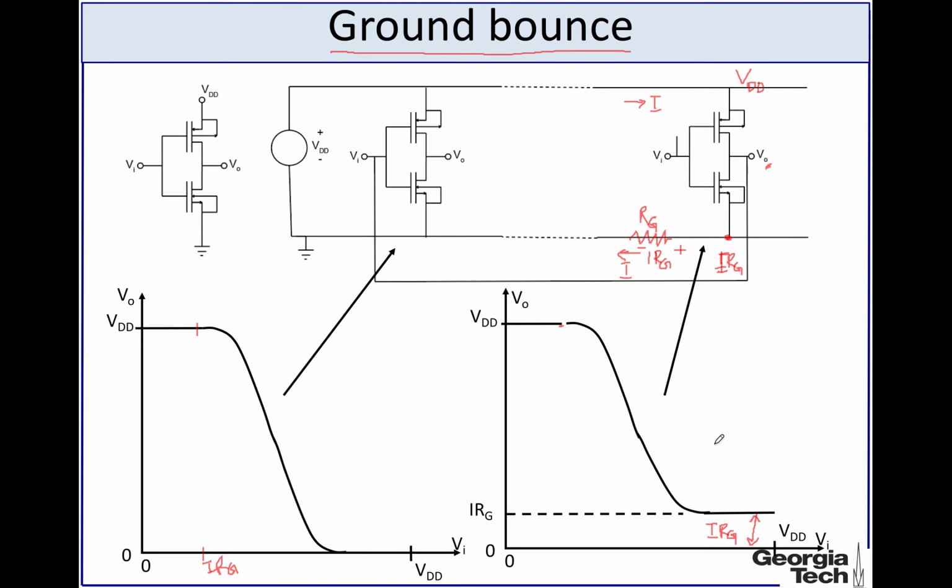There are many other phenomena as well. For example, if the dominant resistance is in the source line, then when the input is 0, the output, rather than VDD, will be smaller than VDD. So there are other kinds of effects also that can occur because of the line resistance.